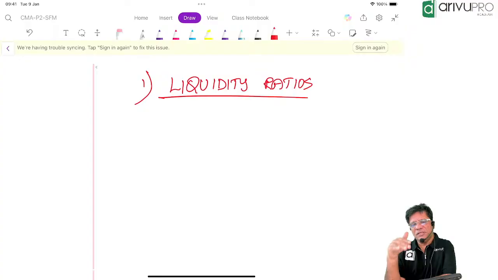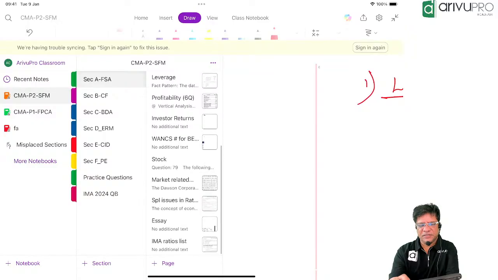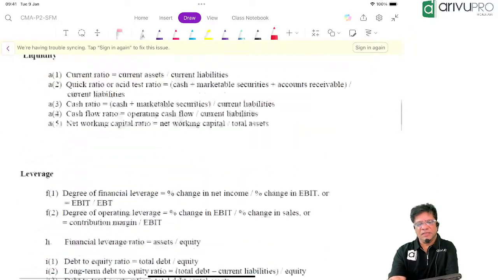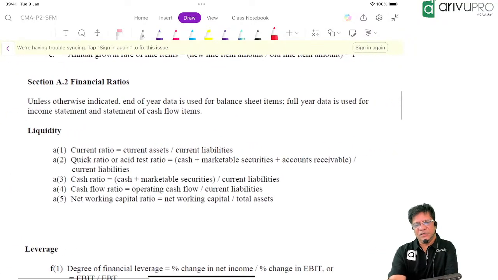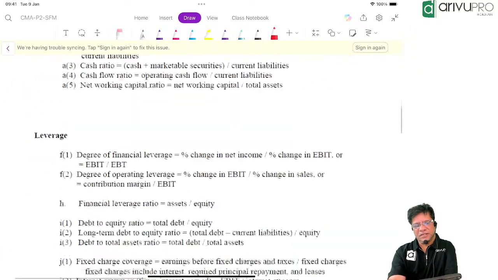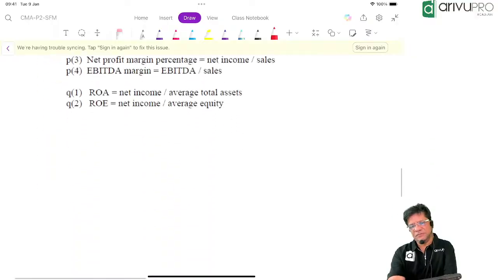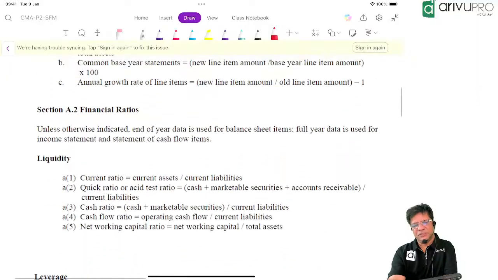Now, this series of ratios we are going to start has 8 categories and around 35 ratios to follow. These are all meaningful ratios, IMA approved ratios. I will send the PDF later on. For example, liquidity ratios: what is the denominator, what is the numerator, everything we are going to understand. Around 35 ratios we are going to study.